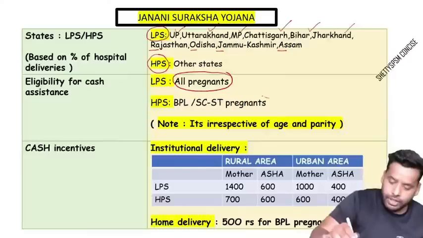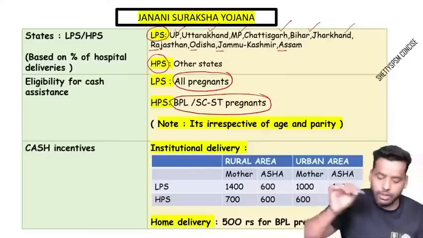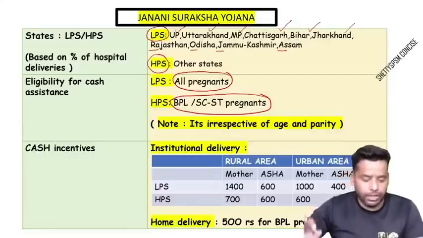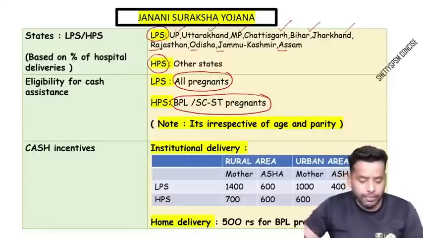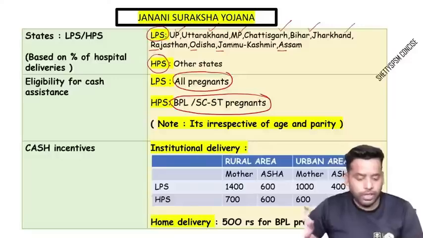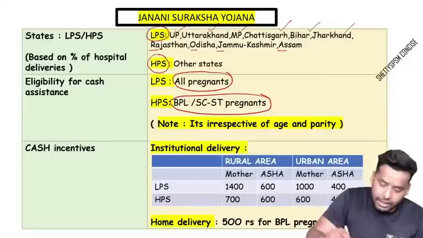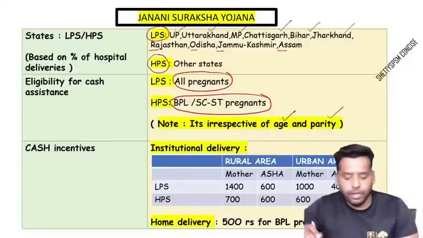In high performing states, we ask for below poverty line certificates or SC/ST certificates. Listen to the words properly. In low performing states, all the pregnant women will be given incentives, and always keep this update. It is irrespective of age and parity.